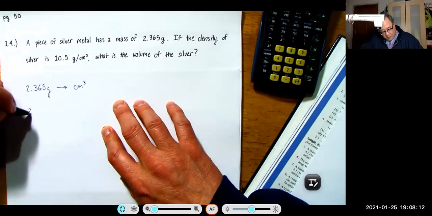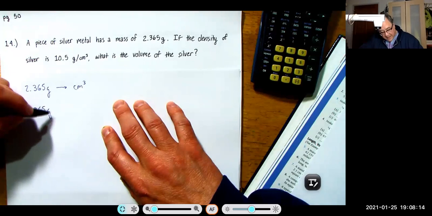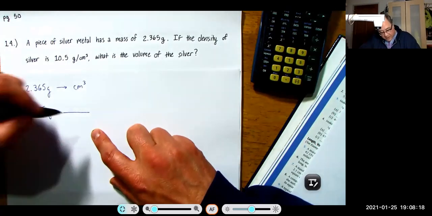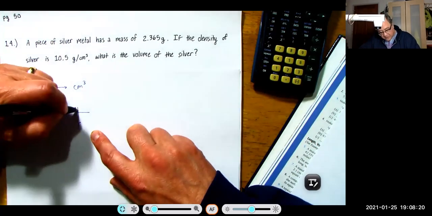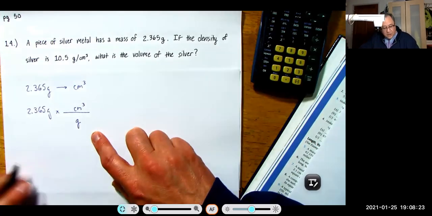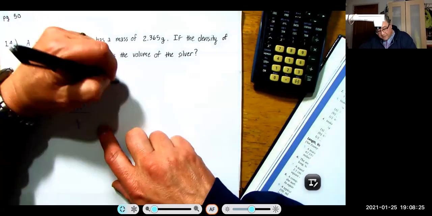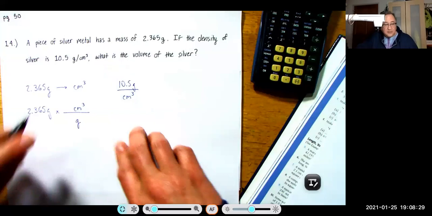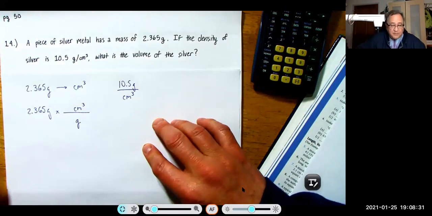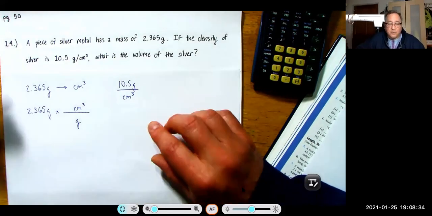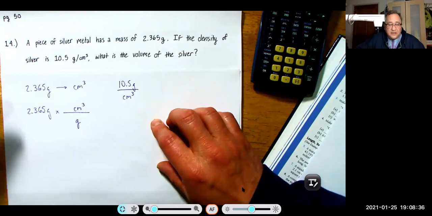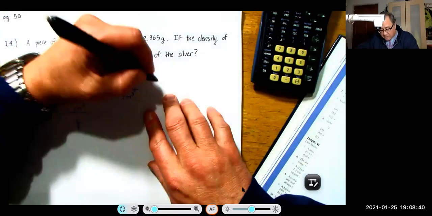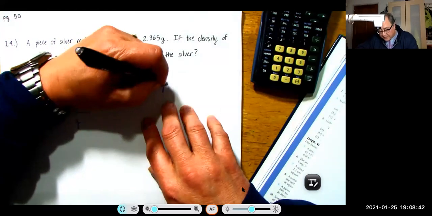So in a perfect world, I would have some equality or conversion factor that had grams on the bottom and centimeters cubed on the top. And I don't. I have 10.5 grams per centimeter cubed. Well, let's reverse engineer this. Remember, if we have an equality, we can take one side, put it on the bottom, and the other side on top. So this means that 10.5 grams is 1 centimeter cubed.